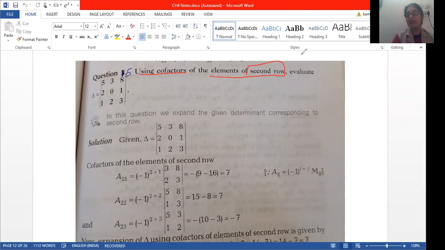Just now, before this, I have explained that if you have the cofactors, then how can you find the determinant? So same way, if your determinant is this, first we will calculate what? We will calculate the cofactors. How can we calculate the cofactors? Like this, A21.